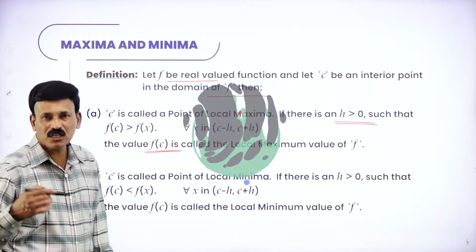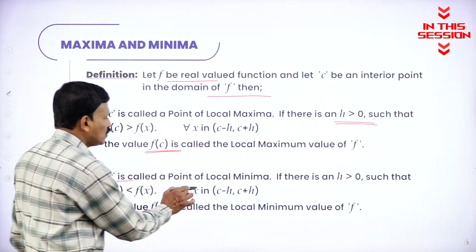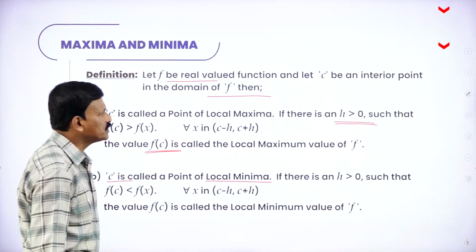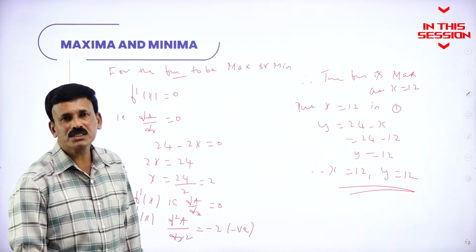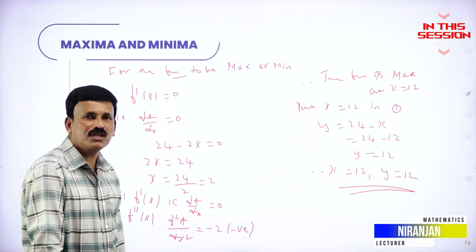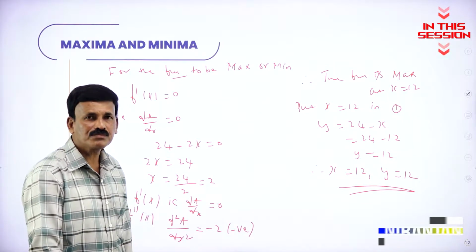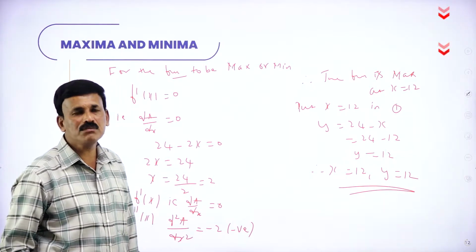When do you call the local minimum value of the function? C is called the local minimum value of the function. The two required numbers are x equal to 12 and y equal to 12. If you add 12 plus 12, it is 24, the sum. If you multiply, the product is 144, which is the maximum value.